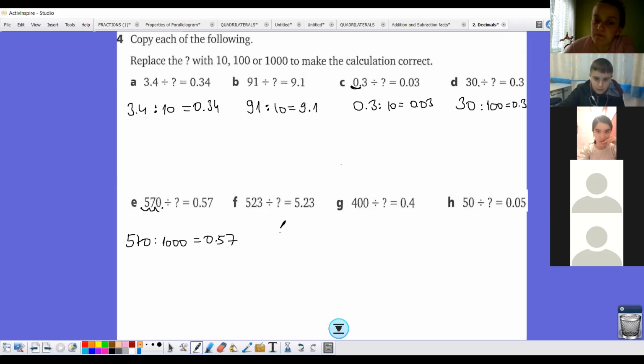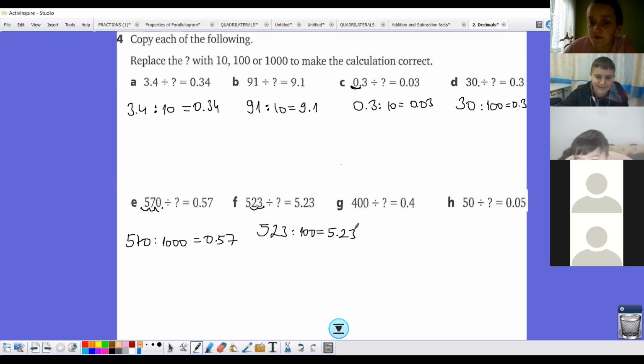It's 100. Why? Because we're going to, look, there are two spaces here. Look, here we have 523, but here we have 5.23. So as you see, if the point is at the end, it has moved 1 and 2 places. So it means that we are dividing the number by 100. So 0.23. What about here?